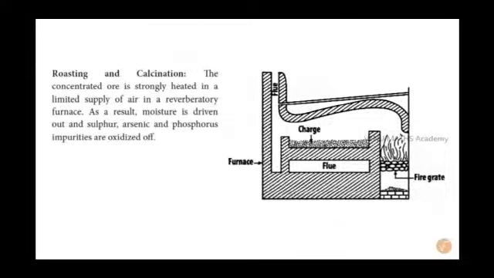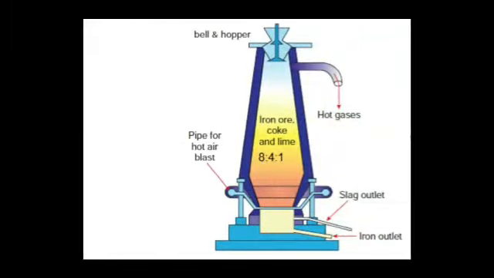Now, let's move on to the second step, that is roasting and calcination. Roasting and calcination are done in a furnace called reverberatory furnace. For aluminium and copper, blast furnace is used, and for iron, reverberatory furnace is used. Here, in the presence of air, that is, in a limited supply of air, when the ore is strongly heated, the moisture present in the ore will be removed, and also the impurities like sulfur, arsenic and phosphorus will be oxidized and removed.